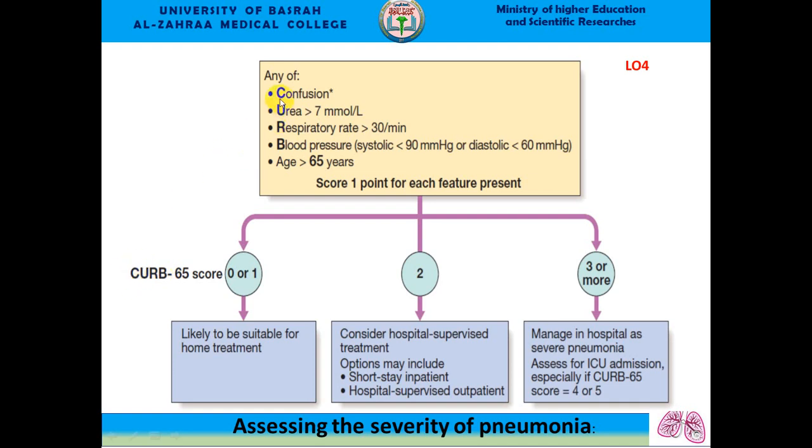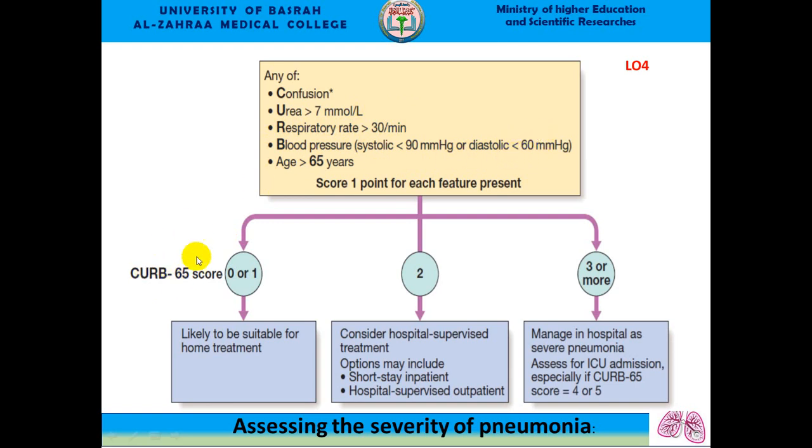So C is confusion. U stands for urea. Any blood urea of more than 7 millimole per liter or more than 42 milligram per deciliter is one sign, one scoring point. R stands for respiratory failure. Any respiratory rate more than 30 per minute is 1 point. B stands for blood pressure, as I said. So a systolic blood pressure below 90 or diastolic blood pressure below 60 is 1 point.